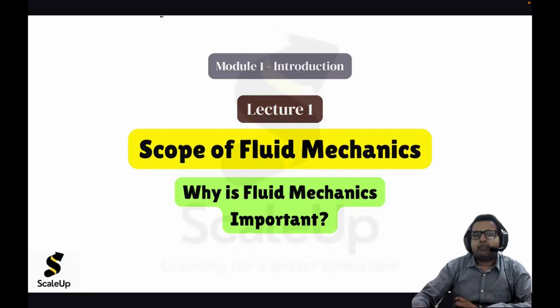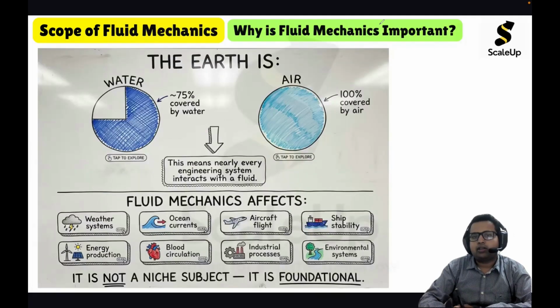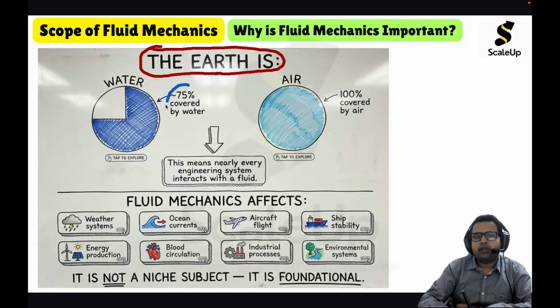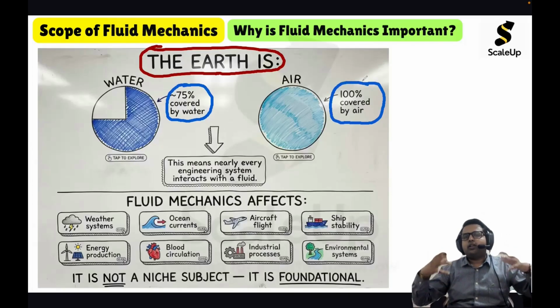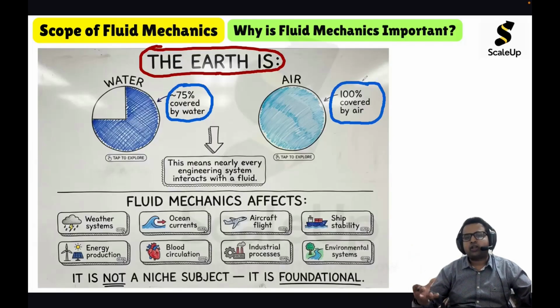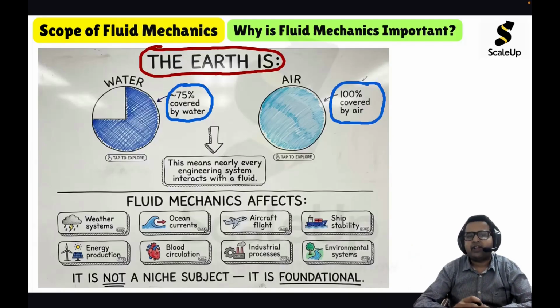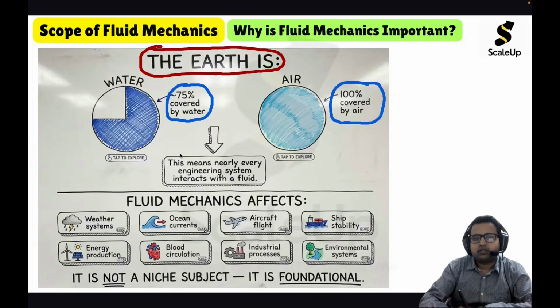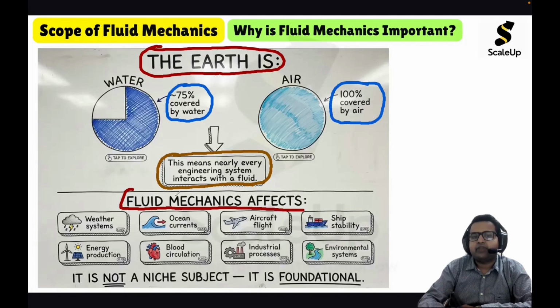Why is fluid mechanics important? If we talk about Earth, 75% of it is covered by water, and 100% of it is covered by air. So the Earth in itself is surrounded by fluid, because water and air both are fluids. This means nearly every engineering system interacts with a fluid. That's why fluid mechanics is very important.